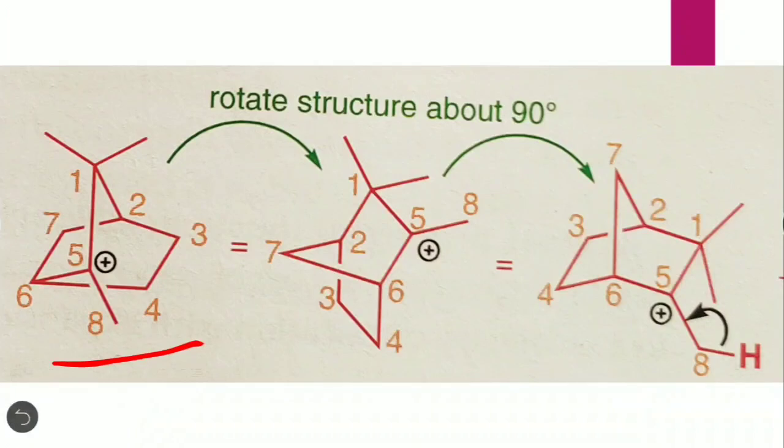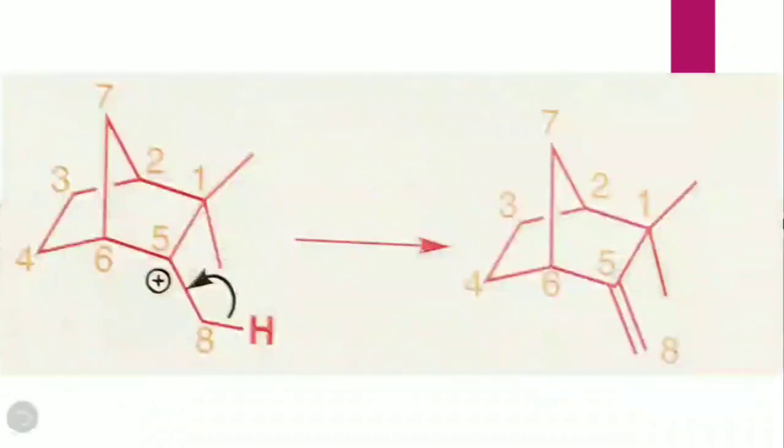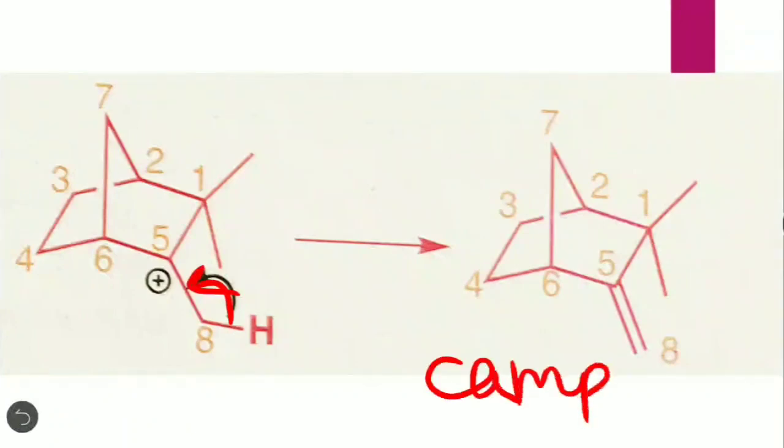When we rotate this structure by about 180 degrees, we will get this kind of structure. Over here, this hydrogen departs and formation of an alkene group takes place, and we will get the product, that is camphene. And it is a very stable compound.